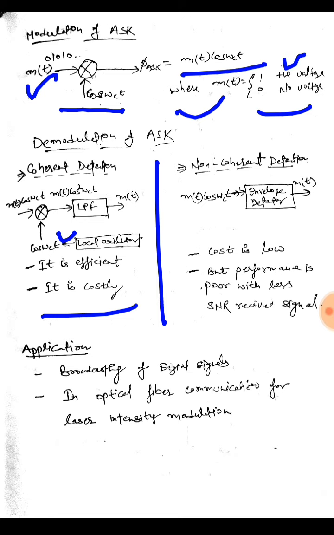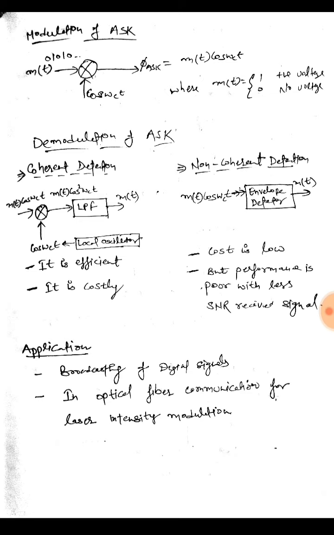So this is how we can do the coherent detection: m(t) cos ωt is our received signal. We multiply it, using a multiplier, with the carrier frequency again, and then pass this signal m(t) cos² ωt through a low pass filter to get the message signal in the form of 1s and 0s. Whereas in non-coherent detection we use an envelope detector.